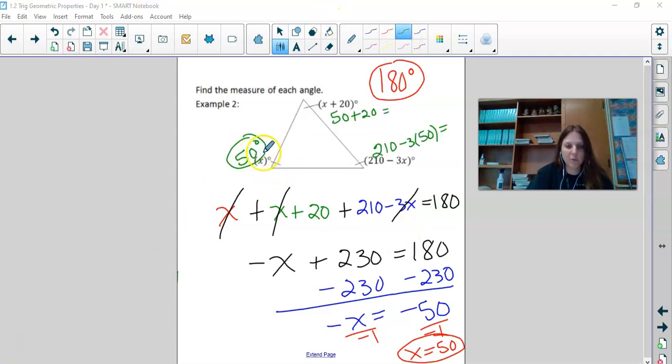So this first one's pretty straightforward. It's just 50. This next one is 50 plus 20, which is 70. And again, these are really these angles in here. So this is 70, this is 50. And then the other one, if you're using an actual calculator, you can just type it in order. If you're using, say, your phone, you have to multiply 3 times 50 first, which is 150, and then subtract. If you want to check this answer, you would just add them all up, and they should add up to 180 degrees.